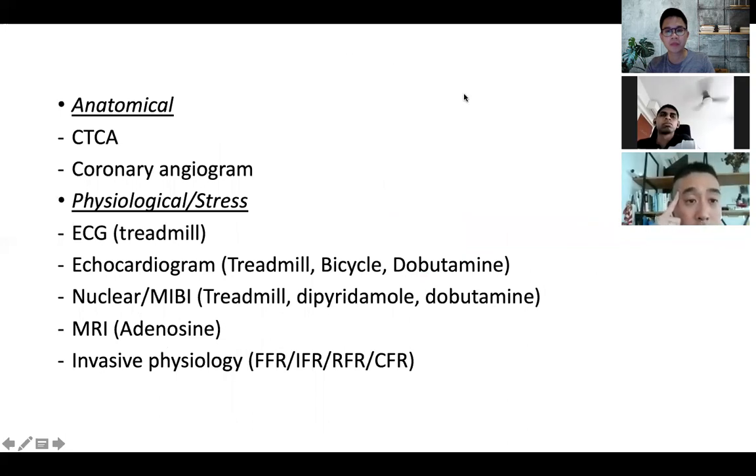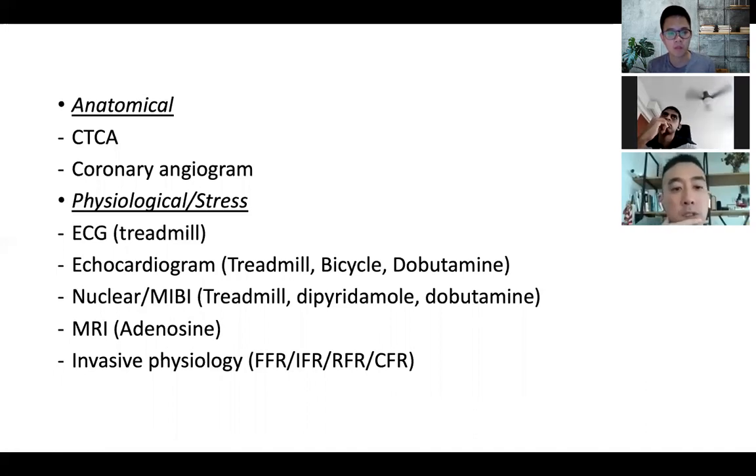So I think the tests can be classified into anatomical or physiological stress tests. Anatomical, as it suggests, is really to see if the patient has any coronary artery disease. The most commonly used one is CTCA. So basically a CT scan, we give contrast, it flows into the patient's arteries, you scan the patient's arteries, and then you look to see whether there's any plaque. And then of course you have a coronary angiogram, which is the gold standard to see if the patient has any coronary artery stenosis. So these are your anatomical tests.